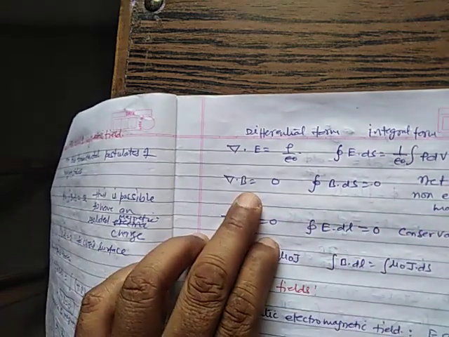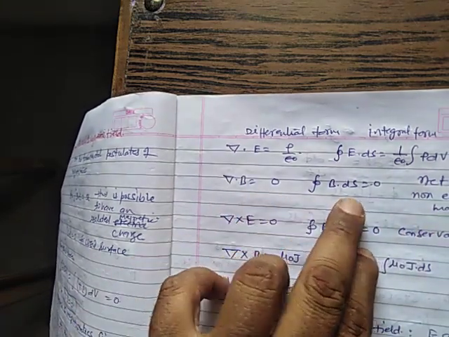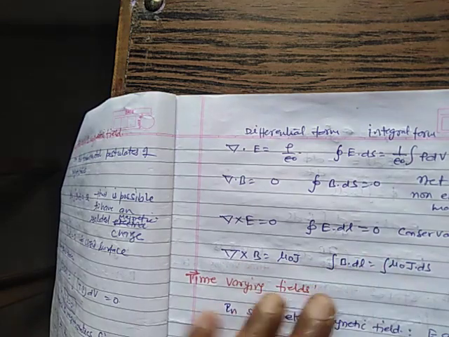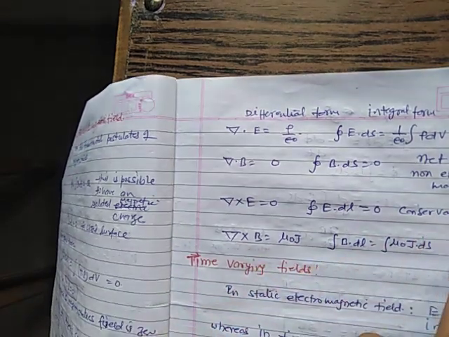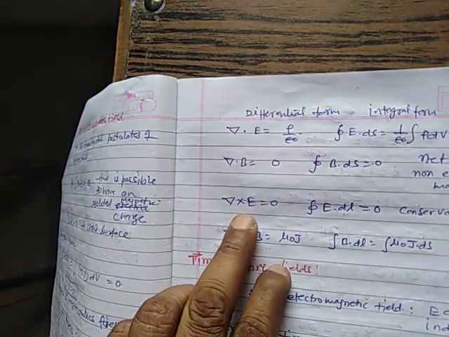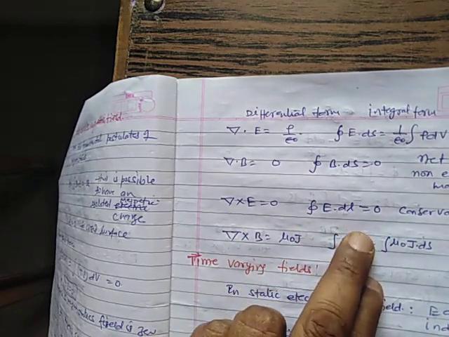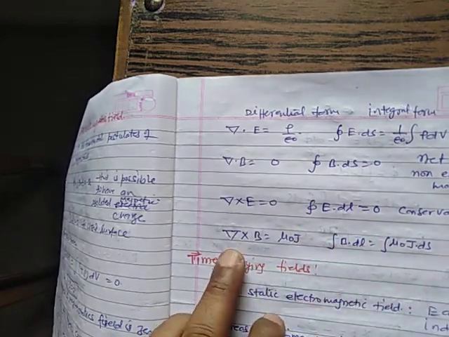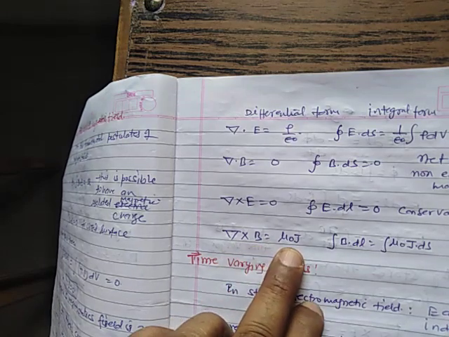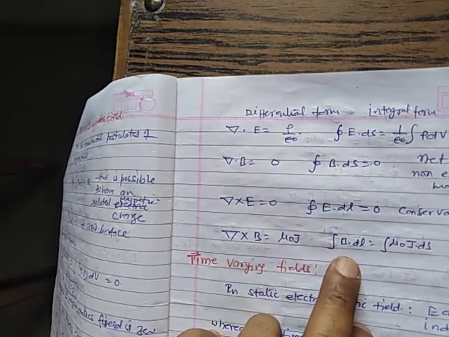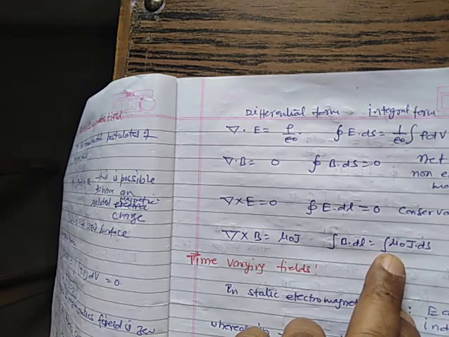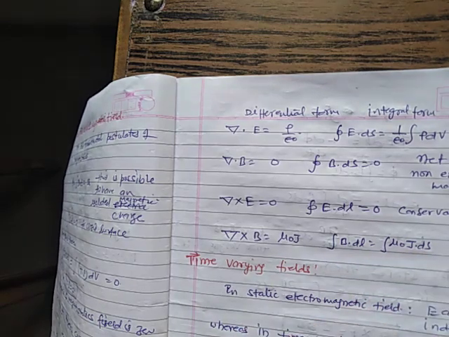So del dot B is equal to 0, it is differential form, and integral B dot ds equal to 0 is integral form. Conservation of electric field, that is del cross E is equal to 0, or integral E dot dl is equal to 0, that is integral form. Ampere's law in differential form, del cross B is mu 0 j. In integral form, integral B dot dl is equal to mu 0 integral j dot ds, that is Ampere's law.